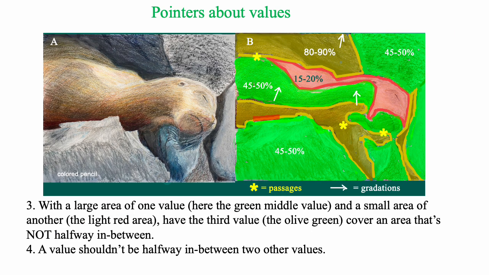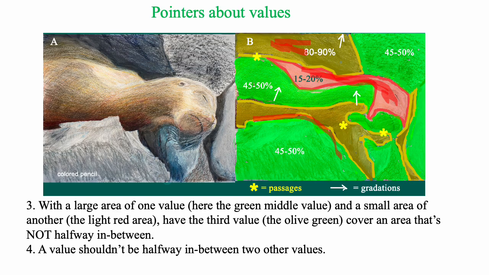In this picture, the green area covers a large amount of the picture. The red area covers a small amount of the picture. So for the olive green area, we want it not to be halfway in between. And the size of this olive green area is closer to the size of the red area than the green area. So it isn't halfway in between.